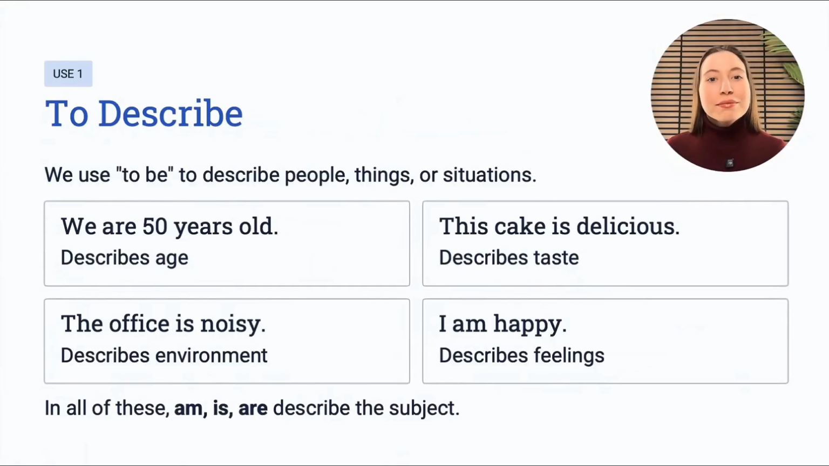The first one is to describe people, things, or situations. For example, we are 50 years old describes our age. This cake is delicious describes the taste of the cake. The office is noisy describes the environment. And I am happy describes feelings. In these sentences, am, is, and are are forms of the verb to be, and we use them to describe something.